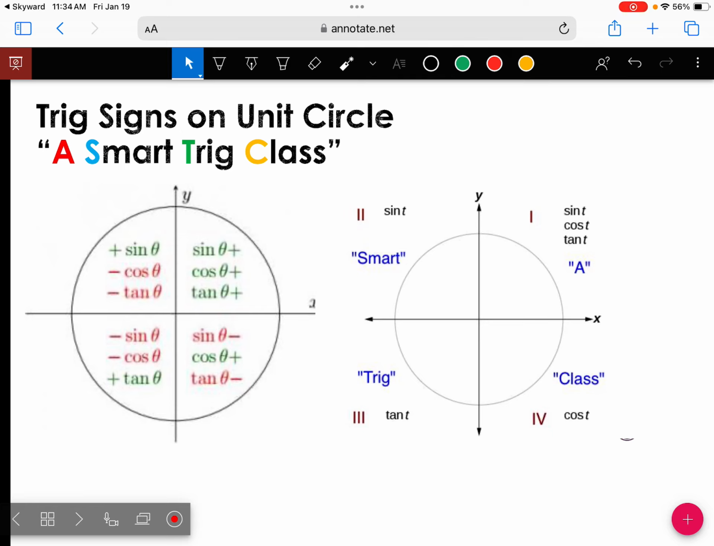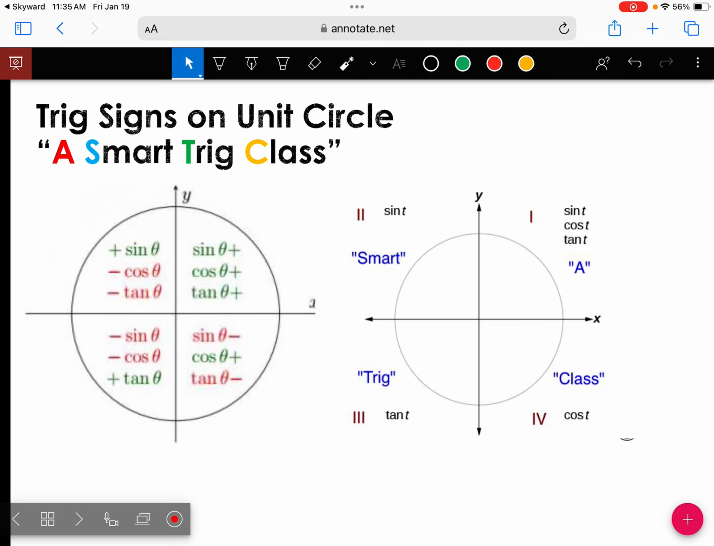Oh my God. Does everyone have that glued into their notebook now? Yes, yes. All right, great. So, trig signs on a unit circle. When we're working on a unit circle, there's kind of the three main ingredients, right? It's sine, cosine, and tangent.